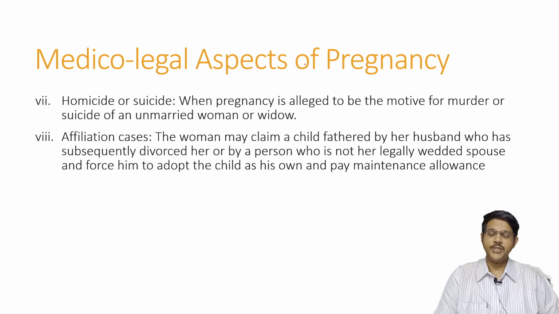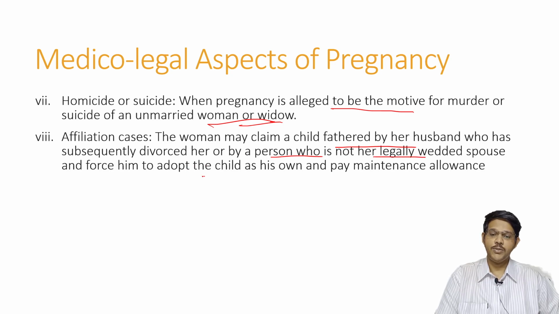In case of homicide or suicide, where pregnancy is alleged to be a motive for murder or suicide of an unmarried woman or widow, she may claim that she is pregnant, and because of that she committed suicide or tried to commit suicide or homicide. In affiliation cases, a woman may claim a child fathered by her husband who has subsequently divorced her, or by a person who is not her legally wedded spouse, and force him to adopt the child on his own and pay maintenance allowances.